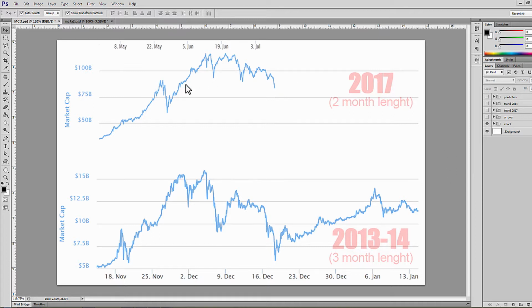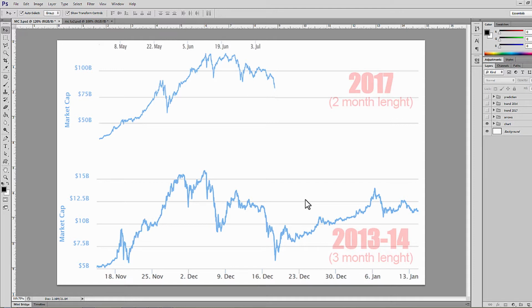What I have here on the top is the chart for the market cap of Bitcoin and all the altcoins in 2017. The whole chart is 2 months long. You have the dates on the top. All I did is move them from the bottom to the top, but you can see the dates here. So where the chart finishes, this is today at the time that I am making this video.